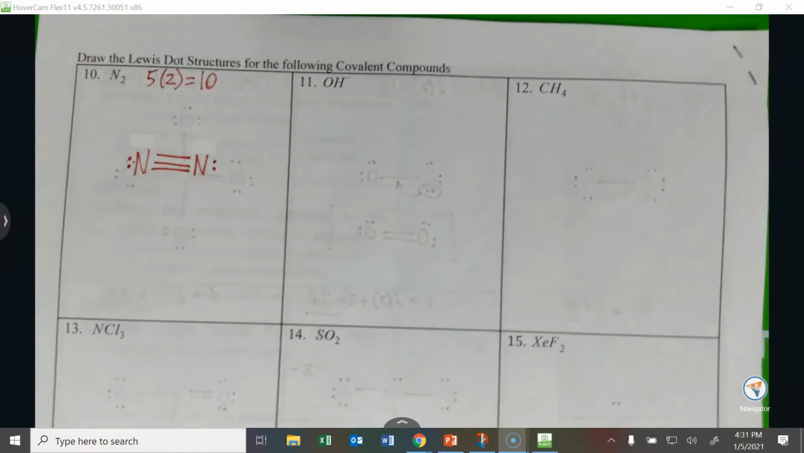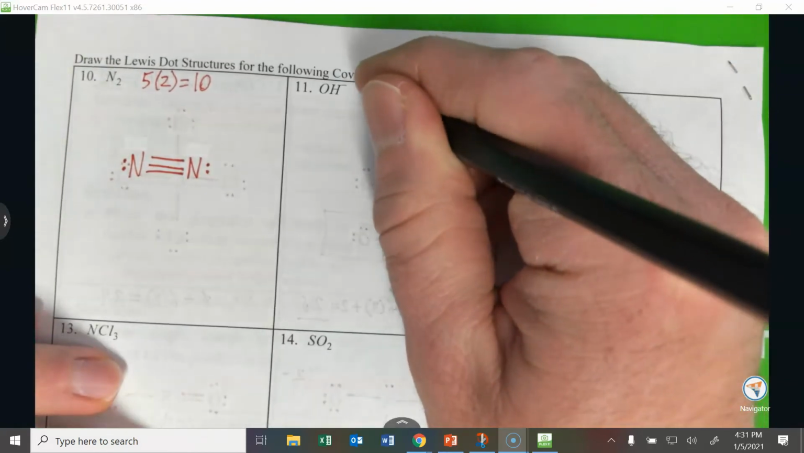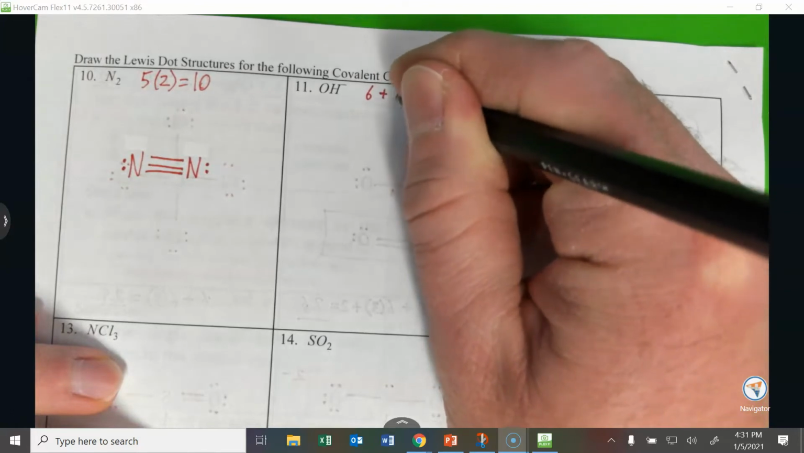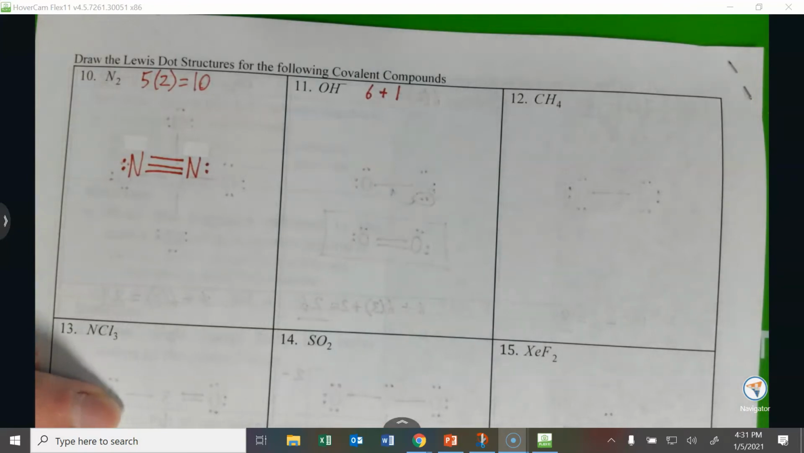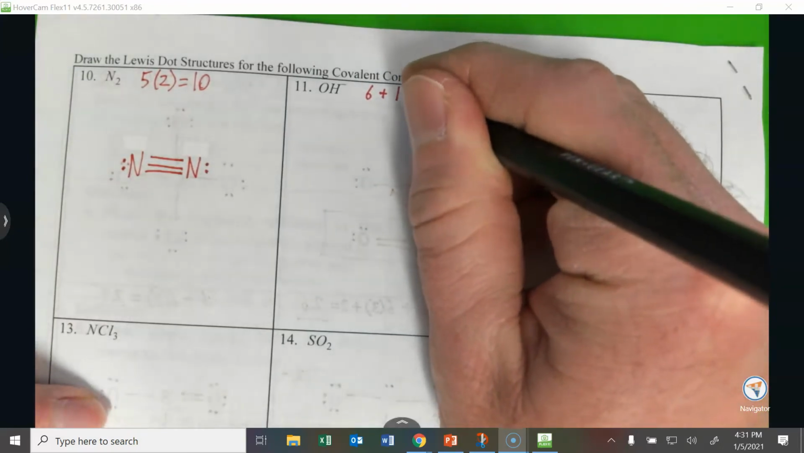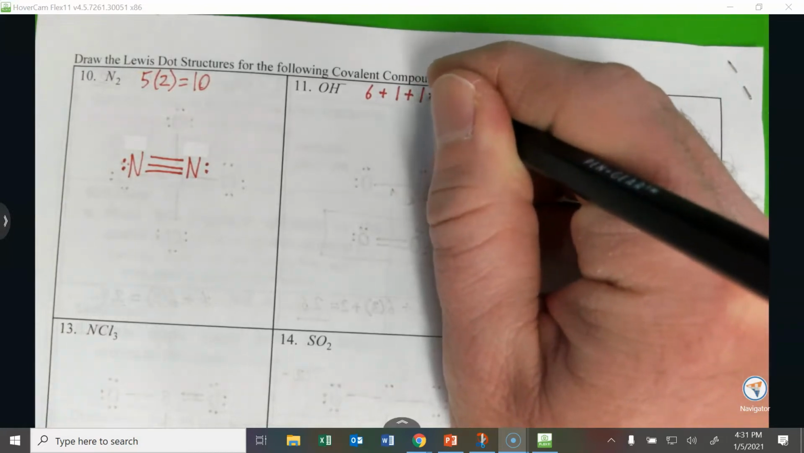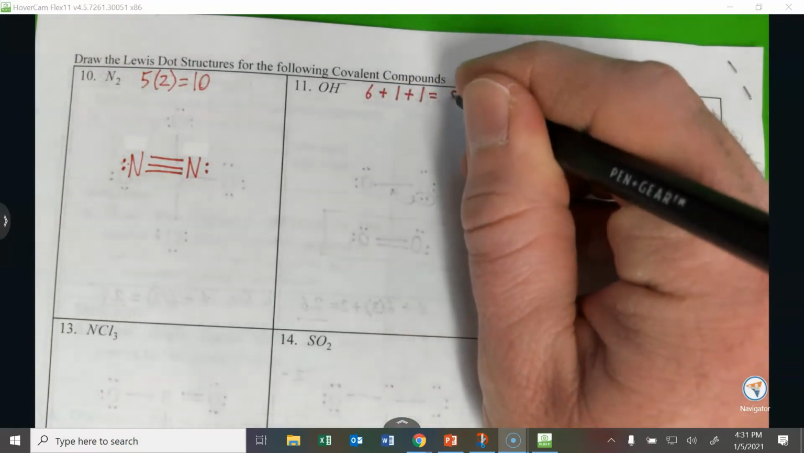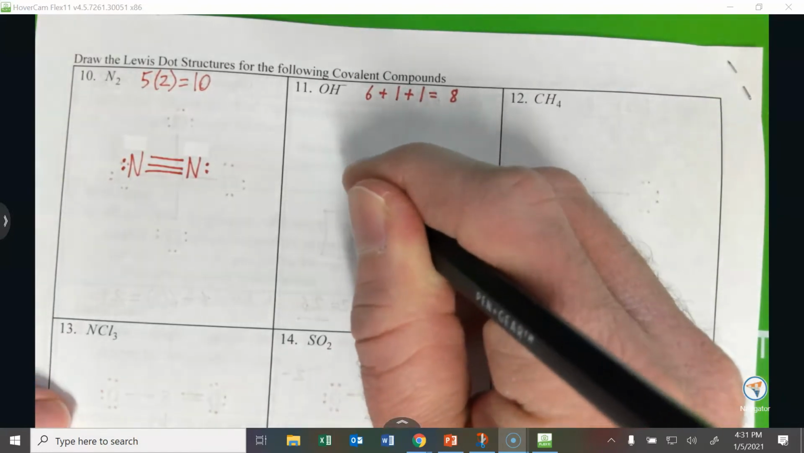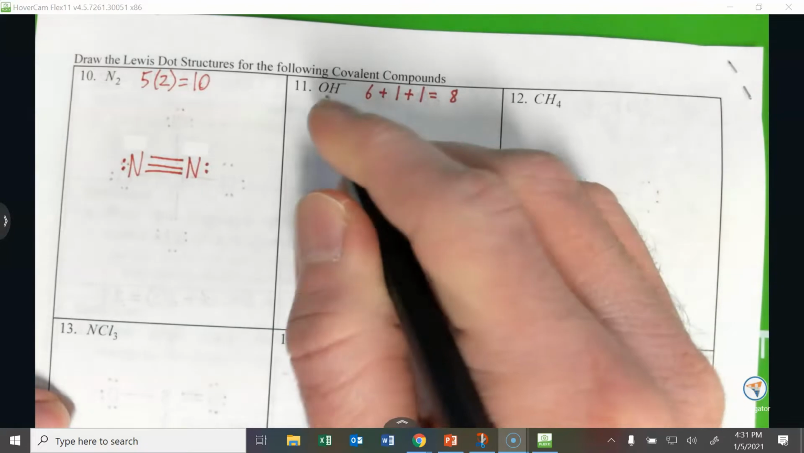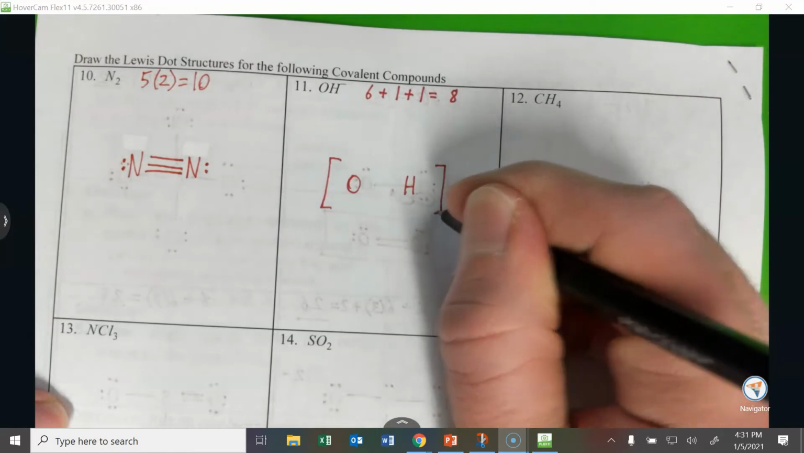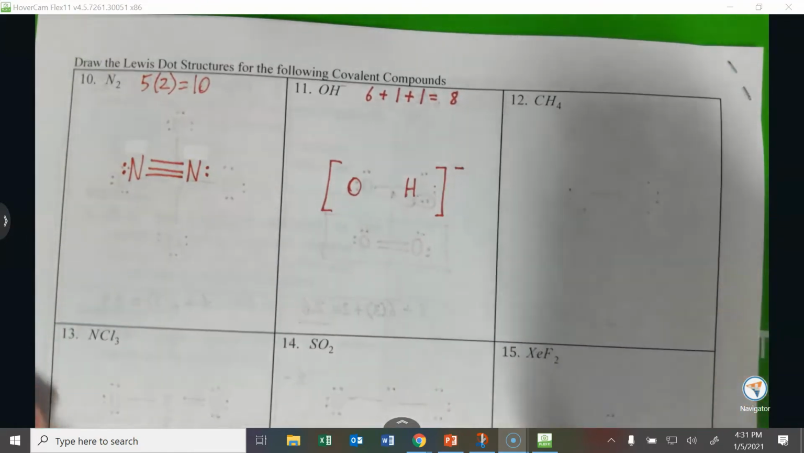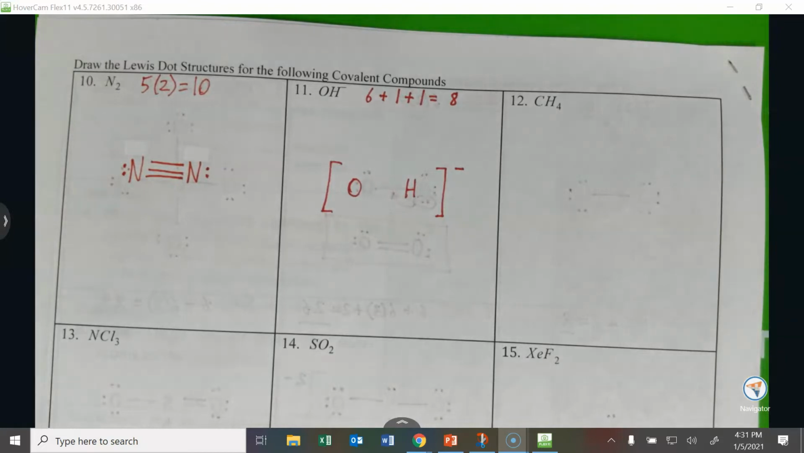All right, let's look at OH minus. Oxygen has 6 valence electrons. Hydrogen has 1 valence electron. And because it's got a -1 charge, that means I have extra electrons. I have 1 extra electron, so I add 1. 6 plus 1 plus 1 gives us a total of 8. I have oxygen and hydrogen. It's an ion, so I've got to put it in brackets. You can do this at the end if you'd rather. And put the charge negative, or you could put -1, or you put 1 minus. Any of those would be fine.